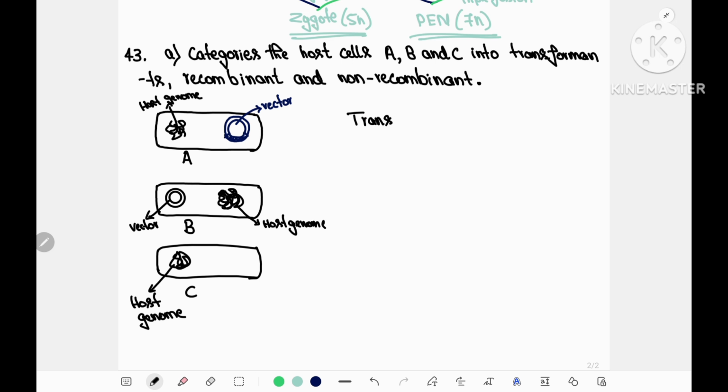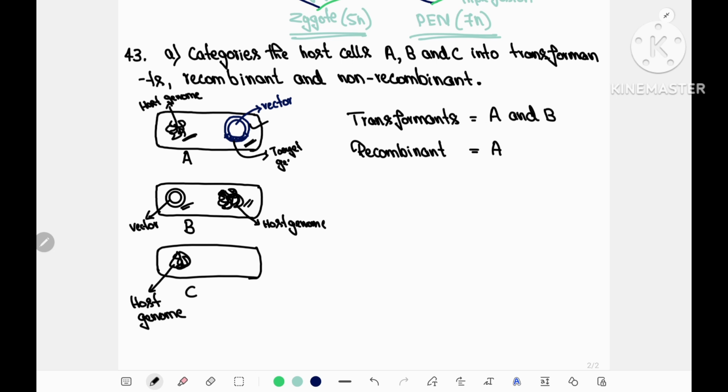And the other question that is asked is the 43rd question. It is asked in two steps, that is, categorize hosts A, B, C into transformants, recombinants and non-recombinants. So here the answer is A and B are transformants because both of them are having a plasmid DNA and the host genome. And here the recombinant is only A because recombinant cells are having vector DNA attached with the desired gene. So if the desired gene is absent within a given cell, then it will be only a transformant.